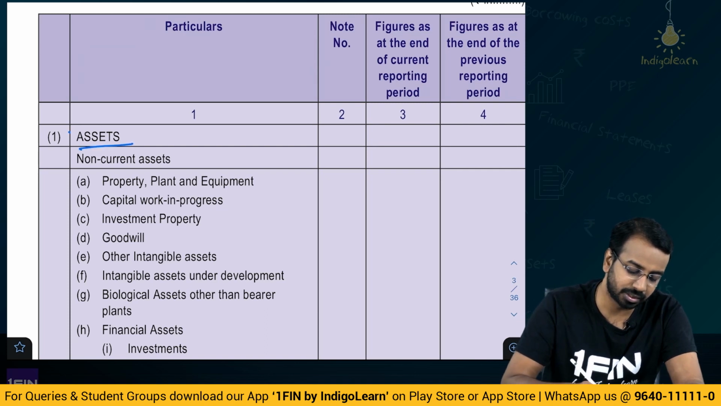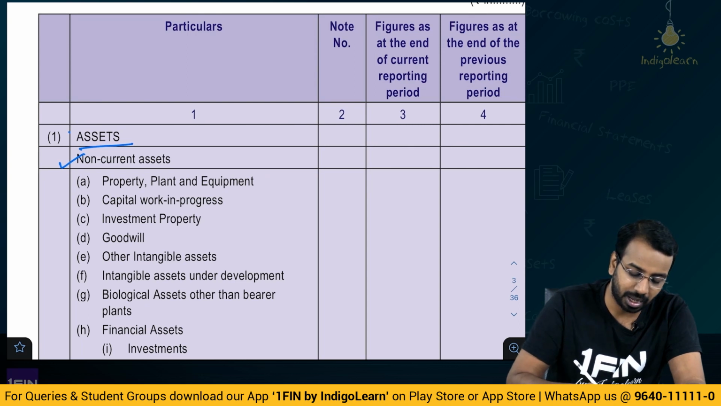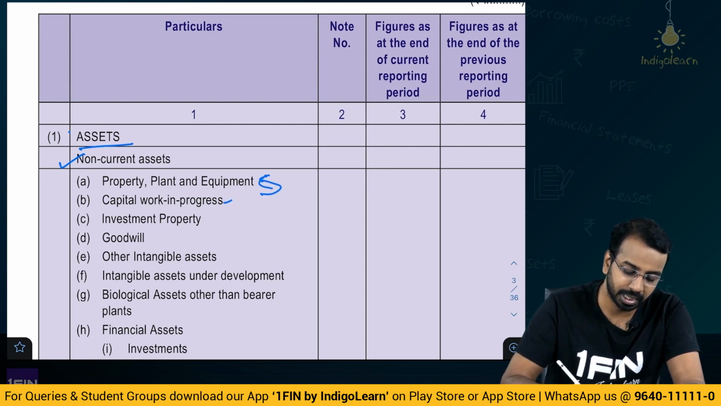Now as far as assets are concerned, first you have non-current assets. Under non-current assets, you have property, plant and equipment, capital work in progress, which is related to property, plant and equipment, investment property.